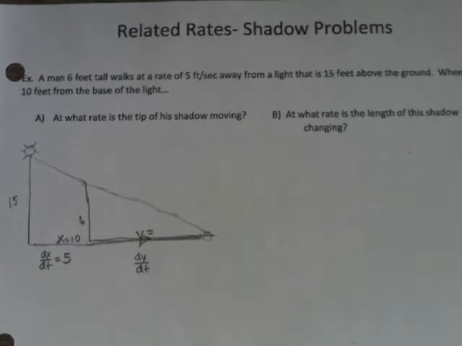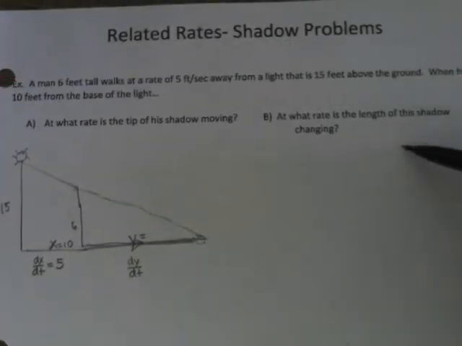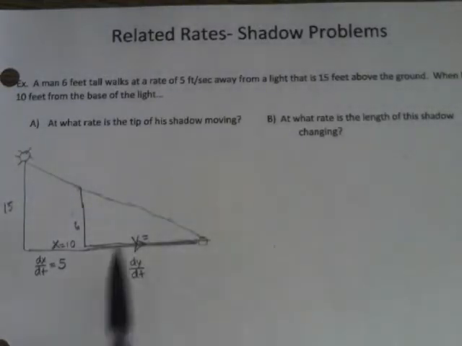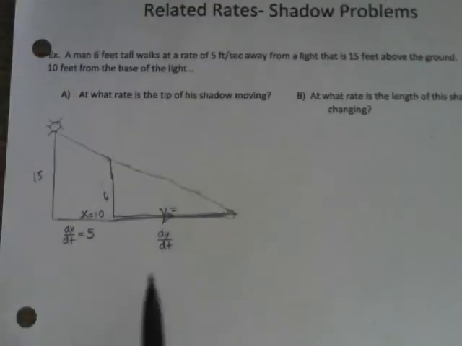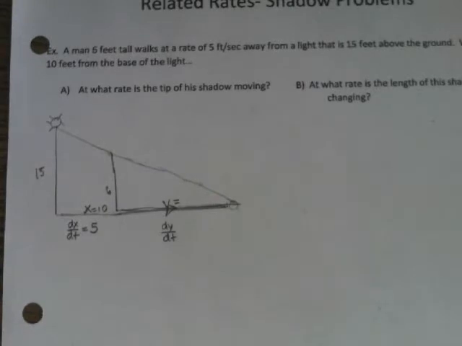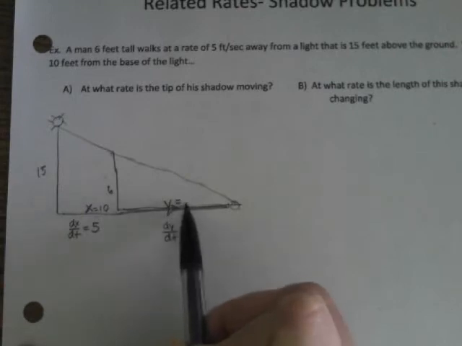I think it actually makes more sense to do this one first. At what rate is the length of the shadow changing? So let's first kind of figure out what's going on here. So we have, what do we have here from geometry? Similar triangles. So at the moment that this is 10, let's figure out what y is.